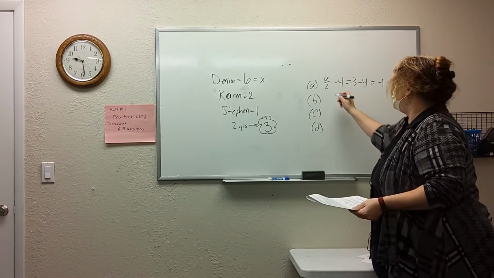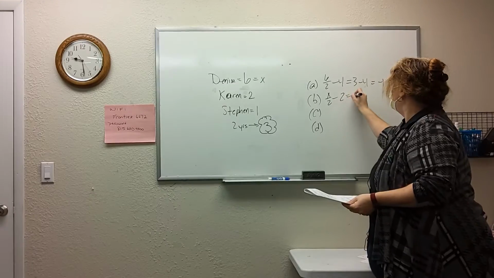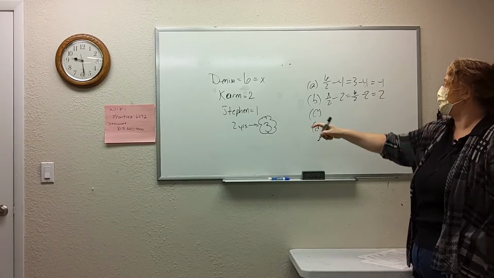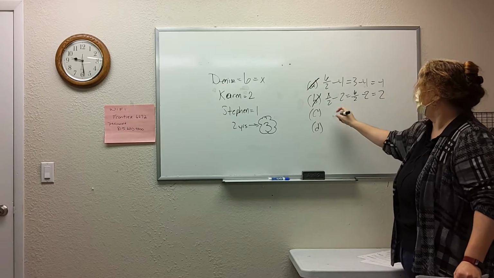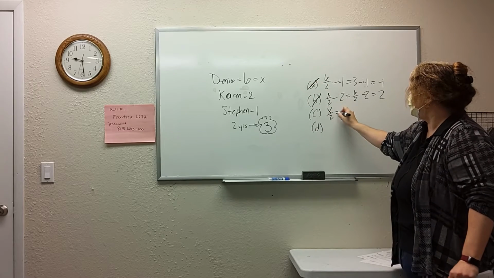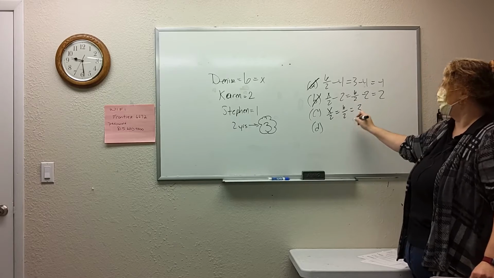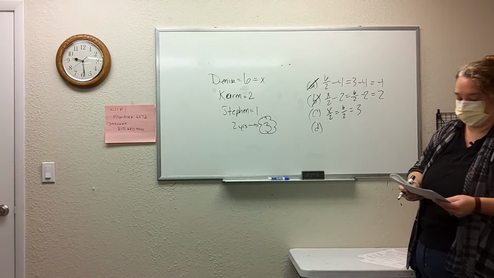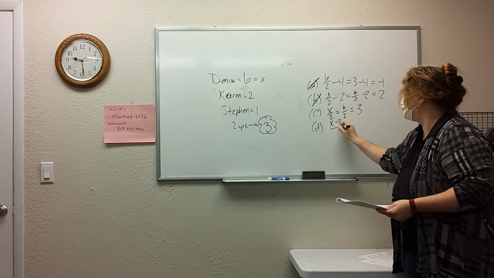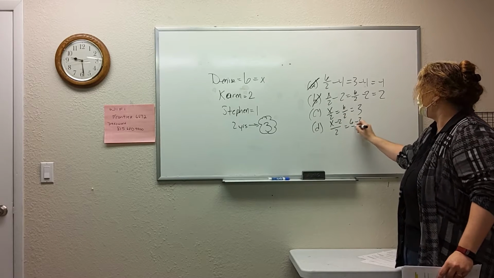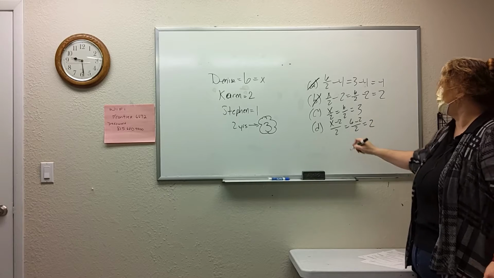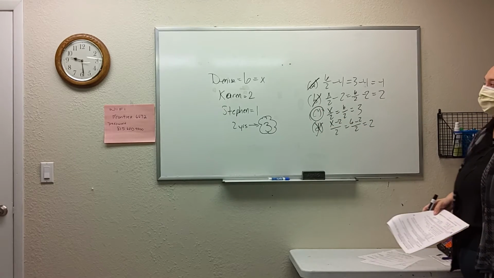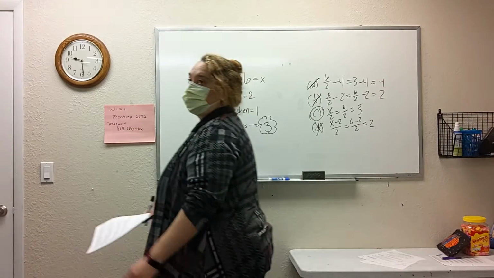B, X over 2 minus 2. 6 over 2 minus 2. That's 3 minus 2. That's 1. Wait, I'm looking for 3. So A and B are out. C is just X over 2. That's 6 over 2. That's 3. Aha! But I need to check them all. I got to make sure I don't have more than one that's right. D, I got X minus 2 over 2. 6 minus 2 over 2. That's 4 over 2. That's 2. Also not helpful. Got to be C. That's how we solve these.